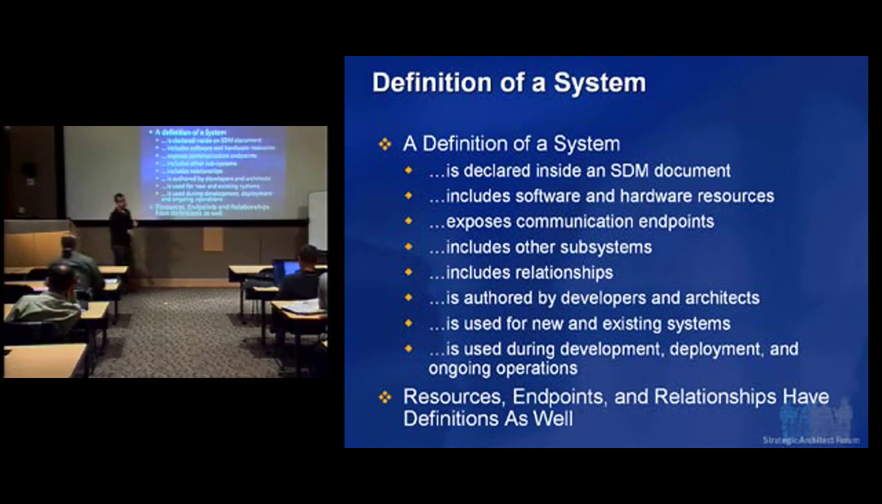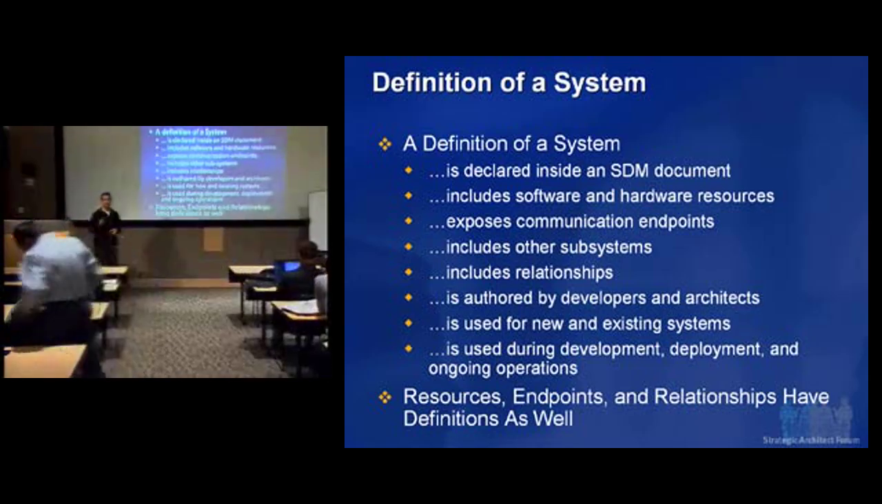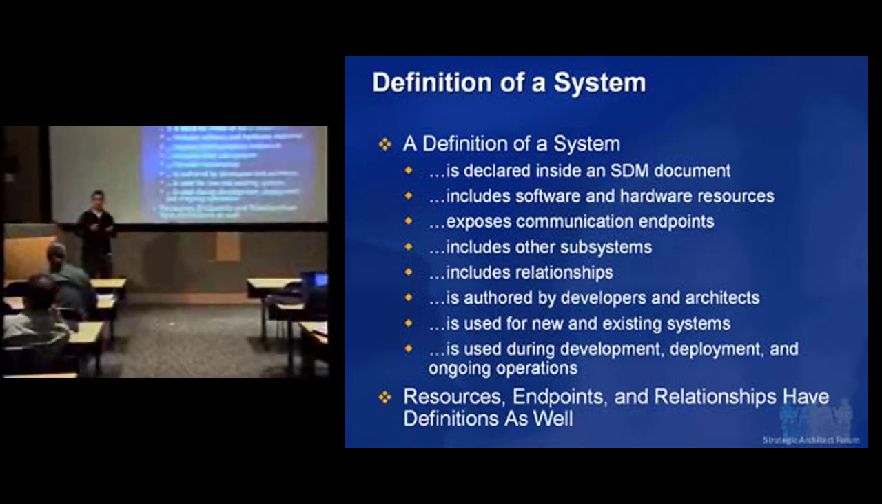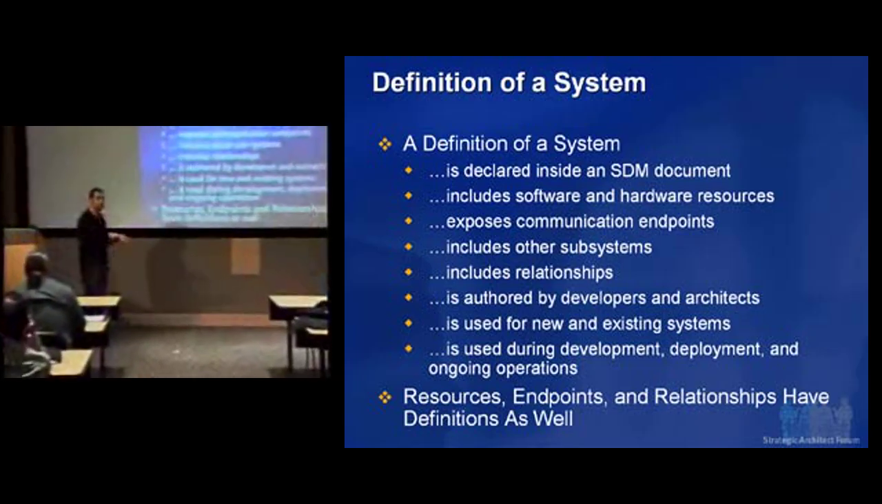I can also define relationships. Relationships capture meaningful associations between the resources, the endpoints, and the subsystems. And so things such as a communication relationship: this system communicates with this other system, or this system is hosted on this other system, or this system has a dependency on this other system. Those are all relationships that I can use to capture meaningful associations between the different pieces of my definition.